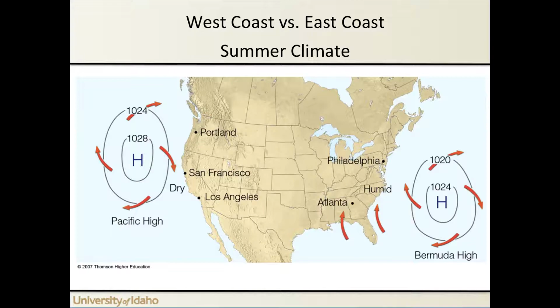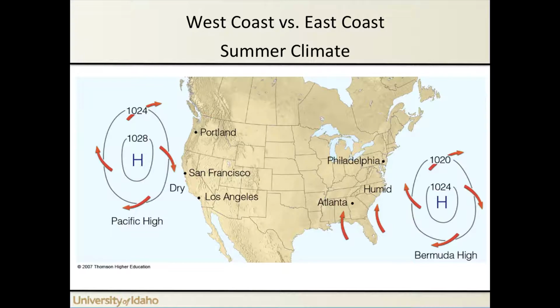So that humidity is all due to this Bermuda High. Whereas the relative lack of humidity and precipitation that occurs along the west coast during the summer is due to this Pacific high, which brings cool and dry air.